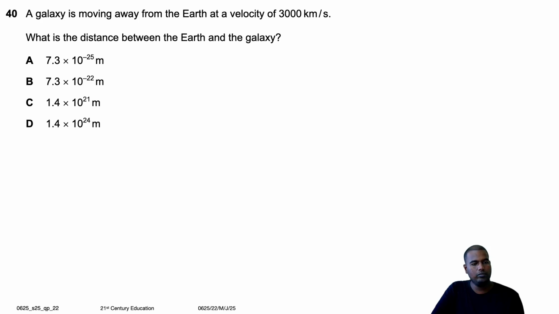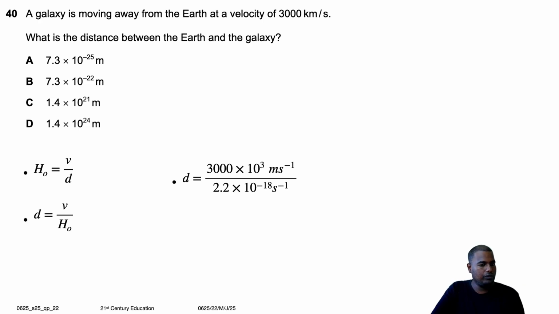A galaxy is moving away from the Earth at a velocity of 3000 km per second. What is the distance between the Earth and the galaxy? So we have to use the Hubble constant formula. H naught is V by D. D is V by H naught. 3000 into 10 power 3 meter per second divided by 2.2 into 10 power minus 18. Sorry. So 1.36 into 10 power 24 meter. Rounded off to 1.4. So option D.